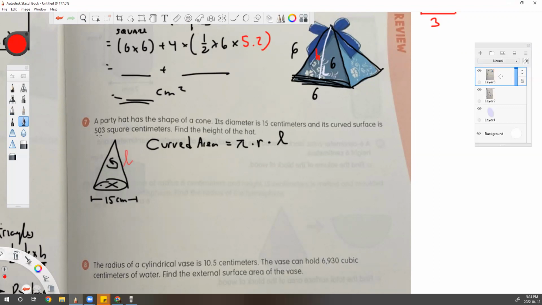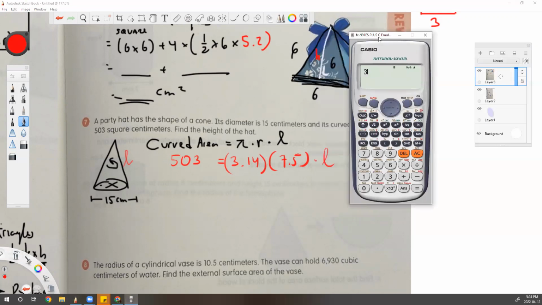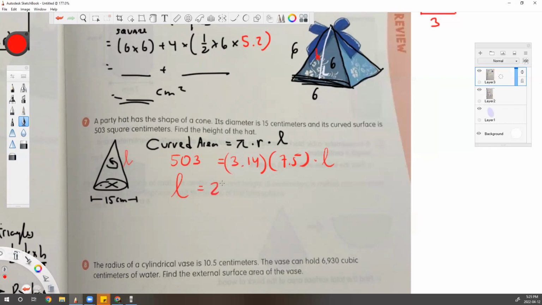Okay, so the curved area is 503. It's given 503. So pi is 3.14 times the r. R is 7.5, right? Because 15, you divide by 2, 7.5. And then times L. We get the L now by dividing the answer. Before we do that, multiply 3.14 times 7.5, and the answer will be 23.55. Make it fast, 503 divided by that answer. So the answer will be 21.4, right? So L is 21.4 centimeters.